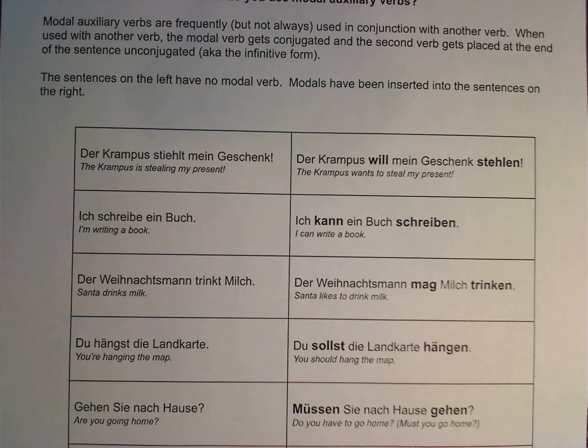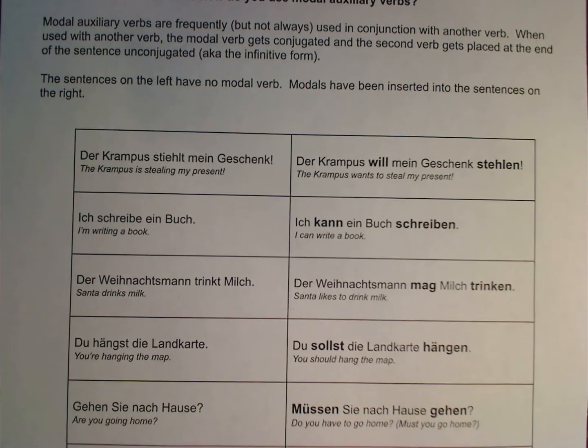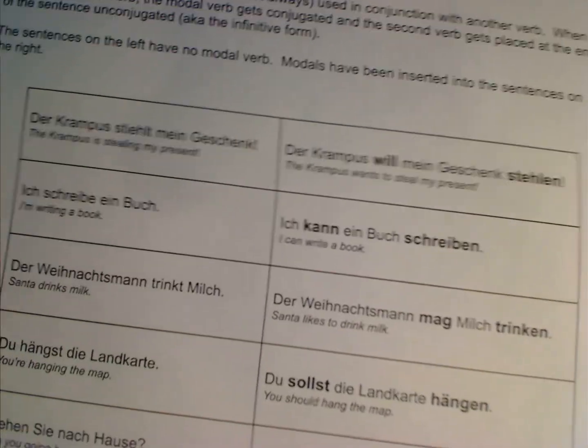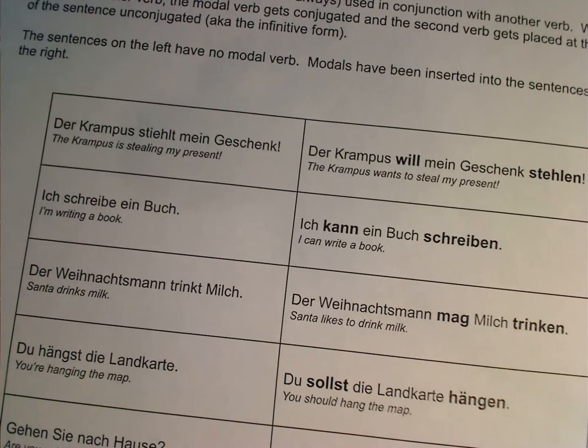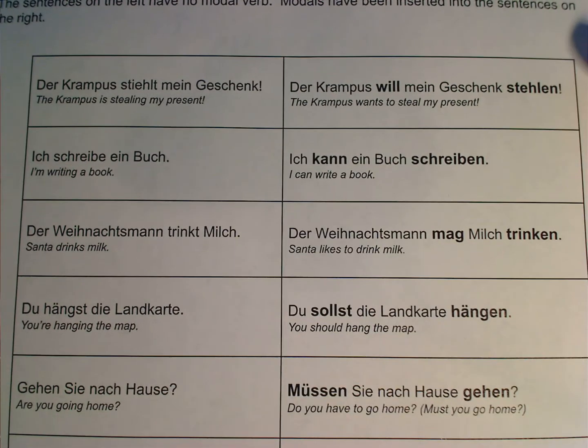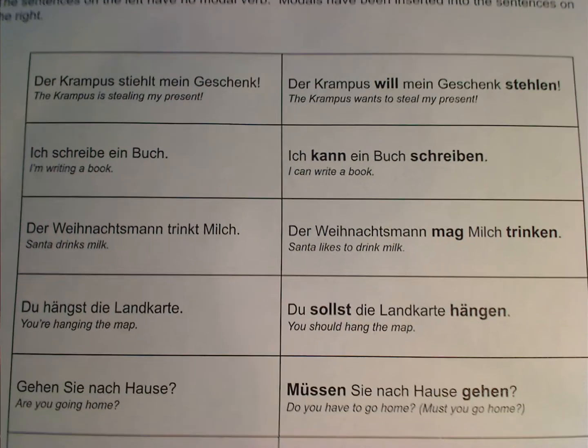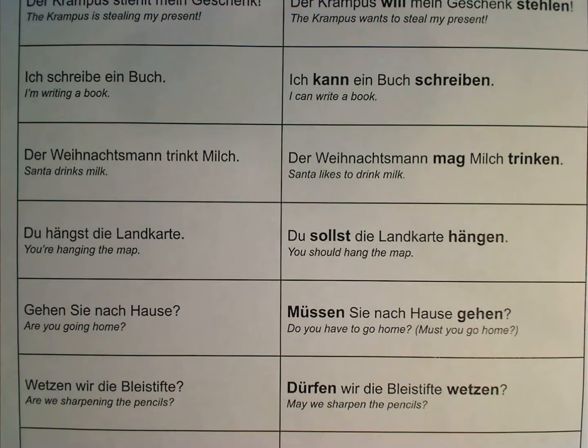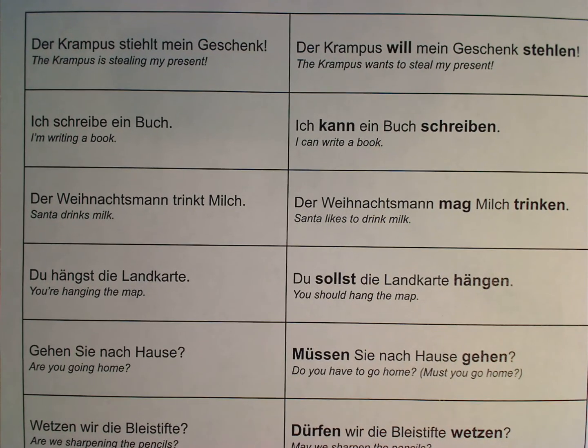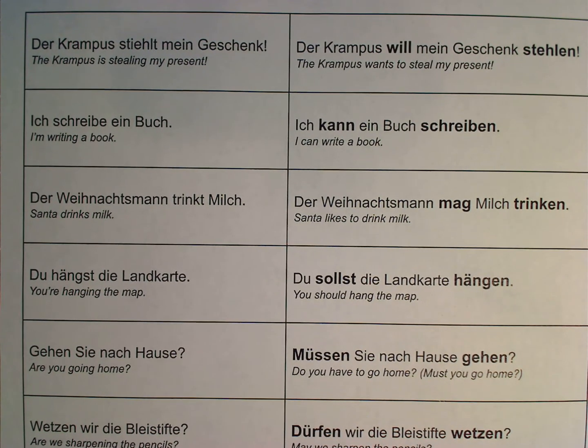These sample sentences on the left have no modal in them. I'm going to zoom in a little bit with my ghetto cam. And the sentences on the right, they have the modal verb that's been placed in them. So let's take a look on the left, on the top. Der Krampus stiehlt mein Geschenk. The Krampus is stealing my gift. The one on the right, der Krampus will mein Geschenk stehlen. The Krampus wants to steal my present.